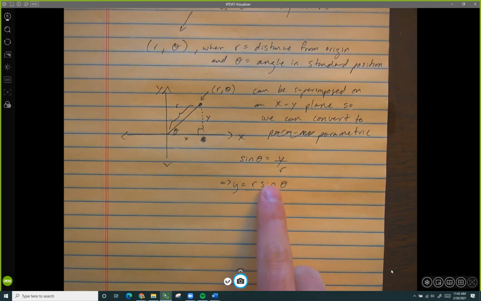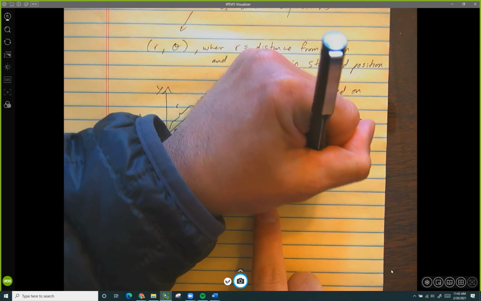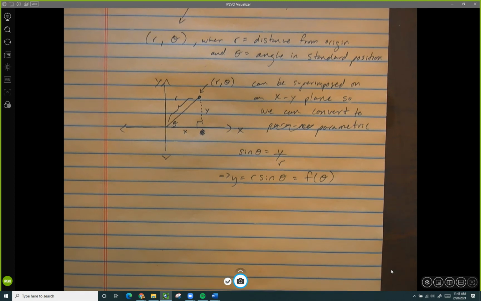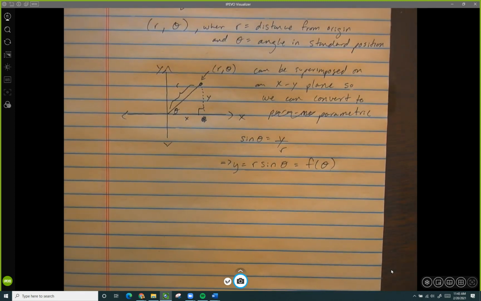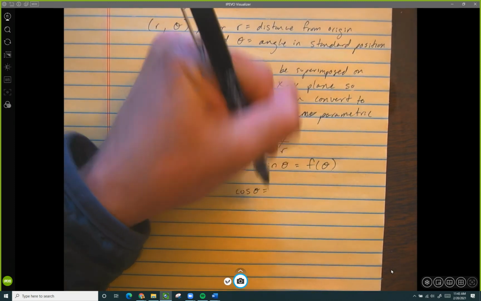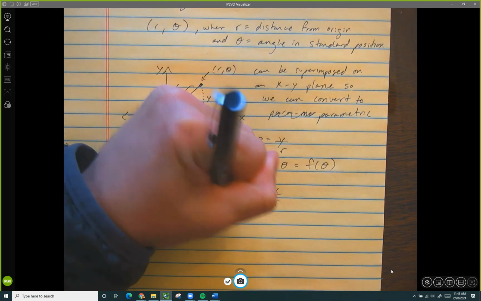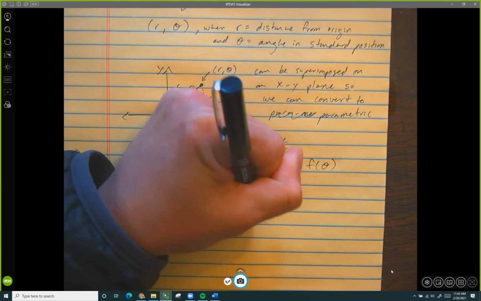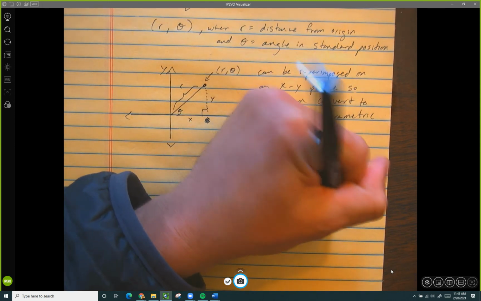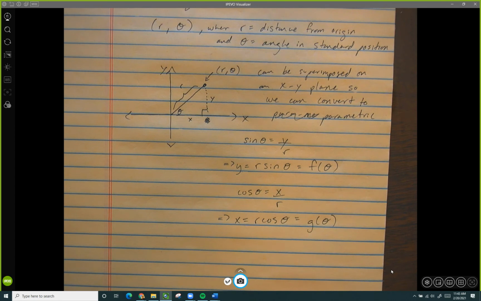So now that is a function of theta. R sine theta is a function of theta. We're turning it into a parametric in terms of an auxiliary variable theta instead of t. Cosine of theta equals x over r, which implies that x equals r cosine theta. That's another. So now we've turned it into parametric.